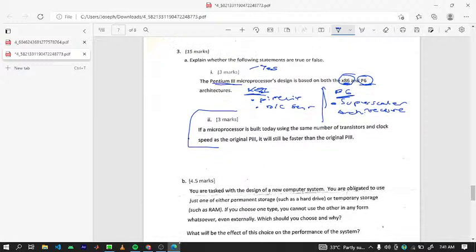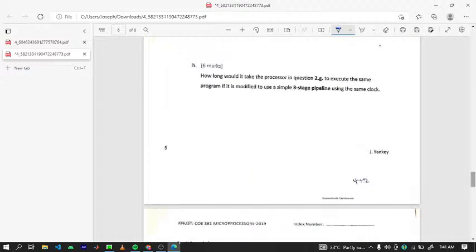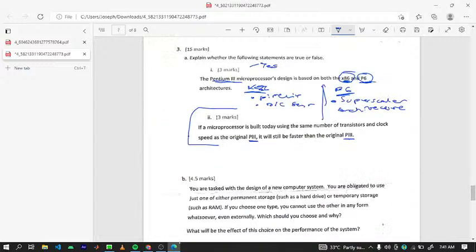Okay, if a microprocessor is built using the same transistors and clock speed as then, will it be faster than the original peak? So this one is in parts, right? If the processor is built today with the same number of transistors, the processor becomes a lot better, I think. I'm not really sure about a lot of these dates. It's a long time since I looked at them, this is just off the top of my head.